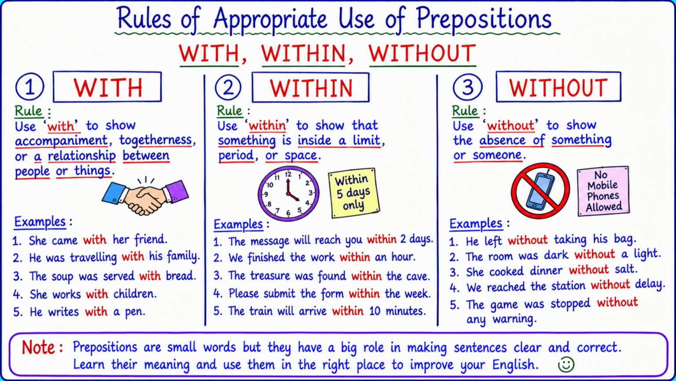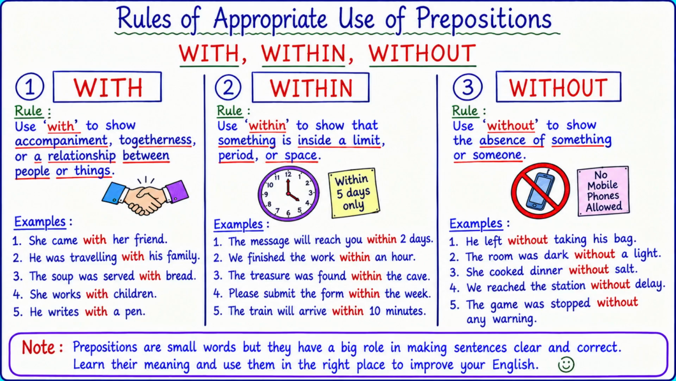Example 1. He left without taking his bag. He left and he did not take his bag. Example 2. The room was dark without a light. There was no light in the room. Example 3. She cooked dinner without salt. Salt was not used in preparing the dinner.